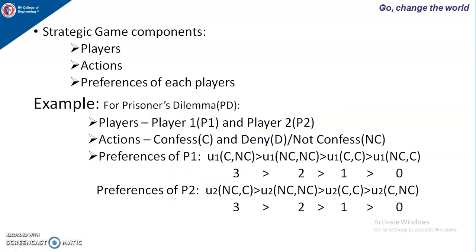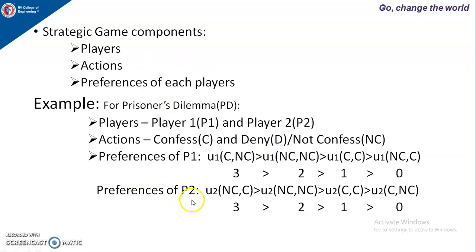The strategic game components are the players, actions, and preferences of each player. For the Prisoner's Dilemma game, the players are player 1 and player 2. The actions will be confess and do not confess, and the preferences of player 1 will be he confesses and the other player does not confess, over both of them not confessing, over both of them confessing, and the least preferred will be he does not confess and the other confesses.